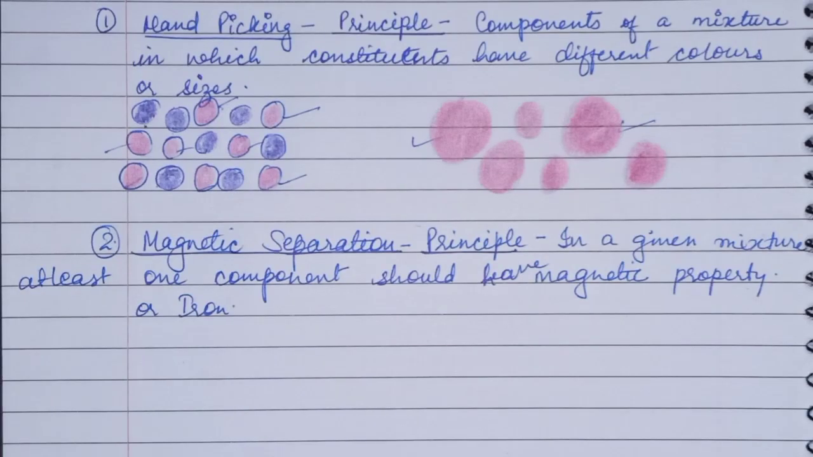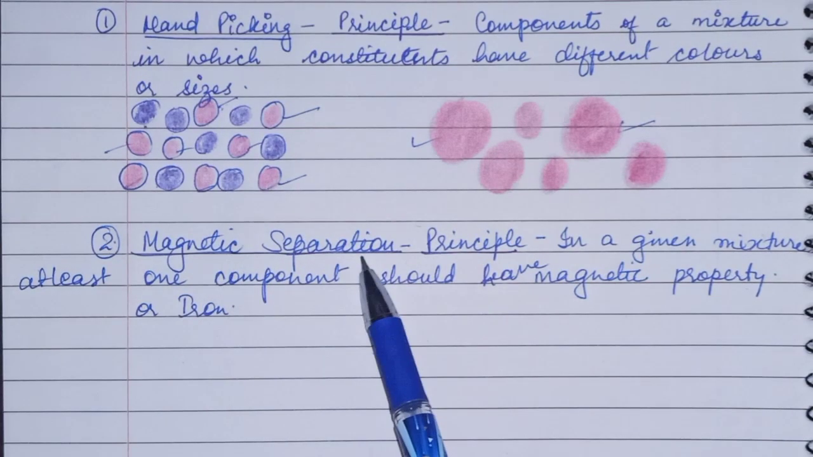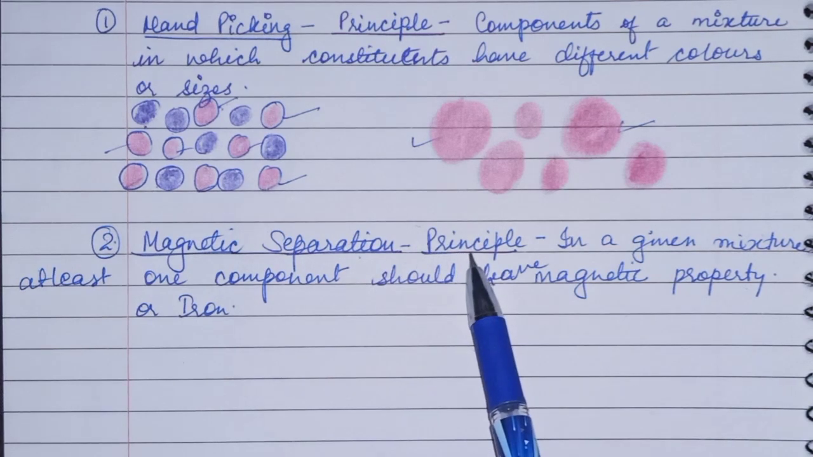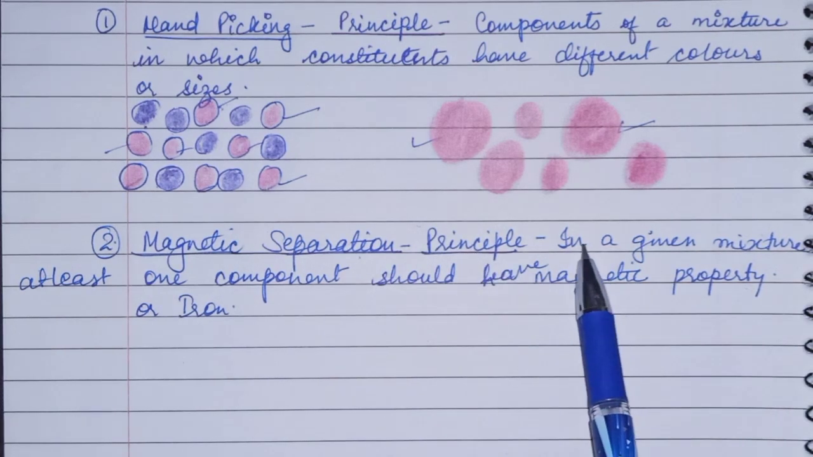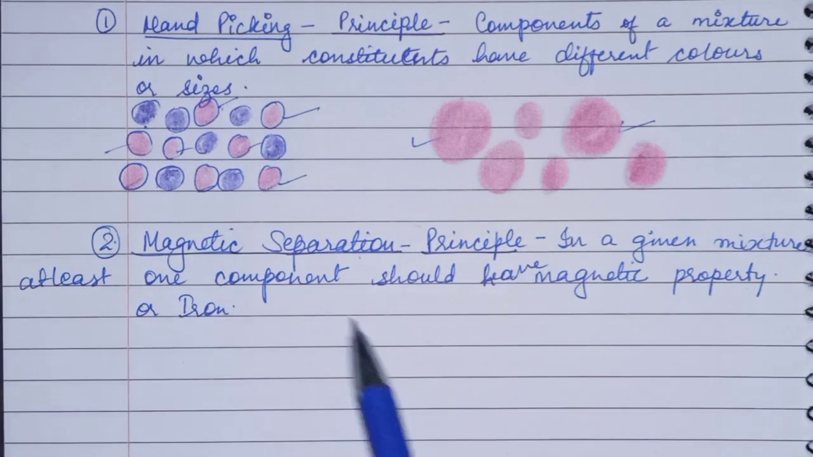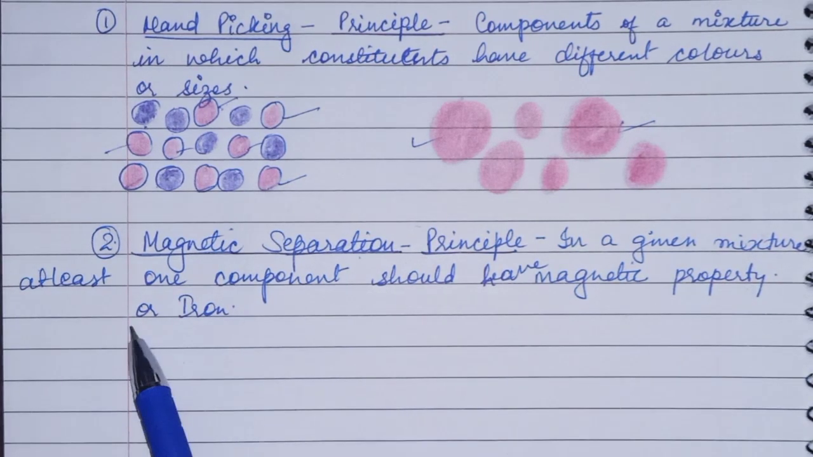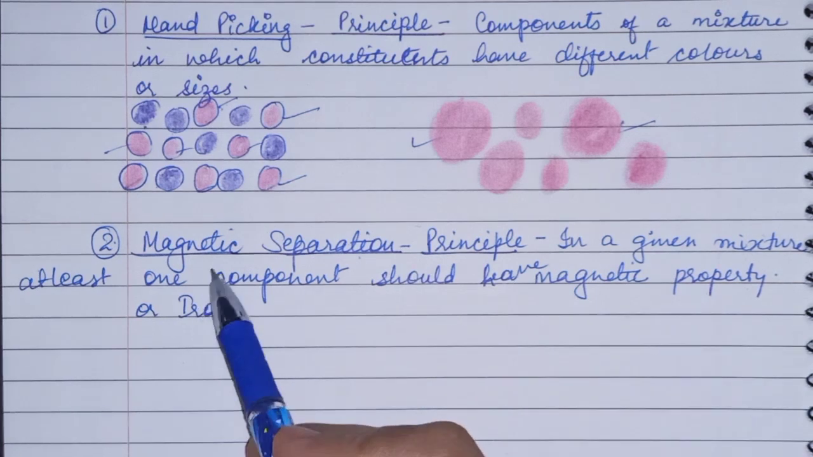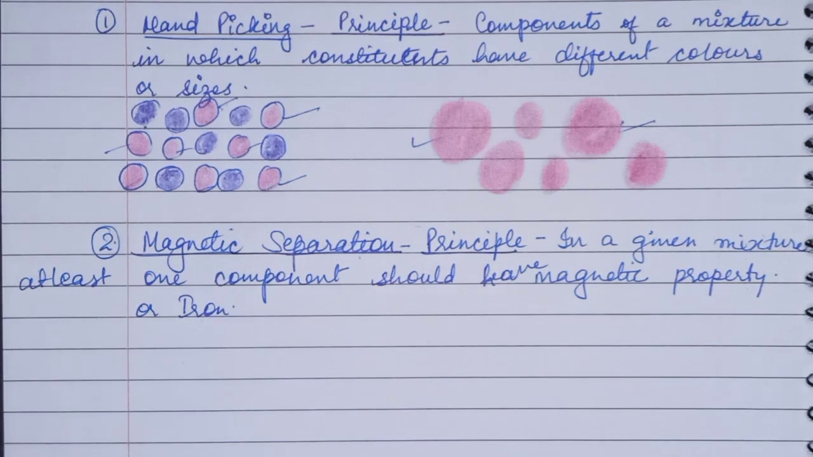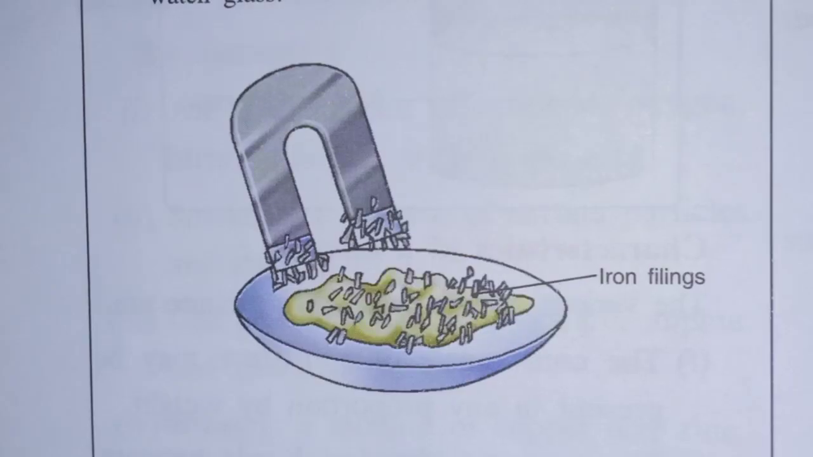Second method is magnetic separation, and the principle of this method is that in a given mixture, one component must have magnetic property. One component must have magnetic property, or it may be iron also. In that type of mixture we will use magnetic separation. Here we use a magnet for separating out iron particles.